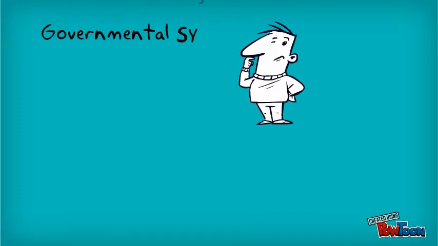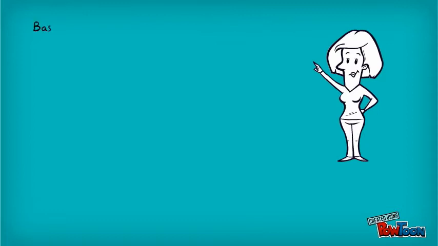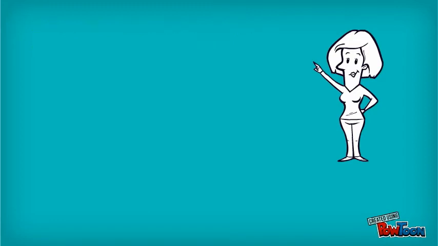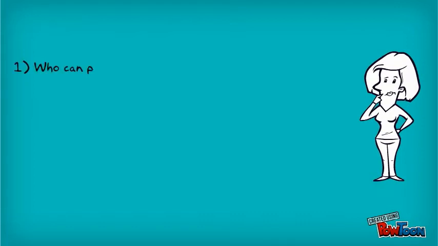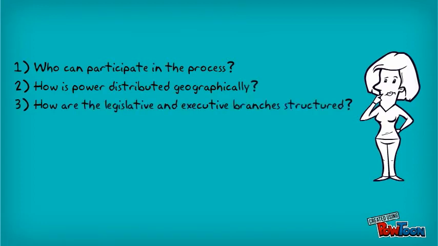There are no two governments that are exactly identical, as governments often serve the purposes and the needs of the people. There are basic questions that need to be asked to properly classify a country's government. Those questions are: 1. Who can participate in the processes of government? 2. How is power distributed geographically? And 3. How are the legislative and executive branches structured?